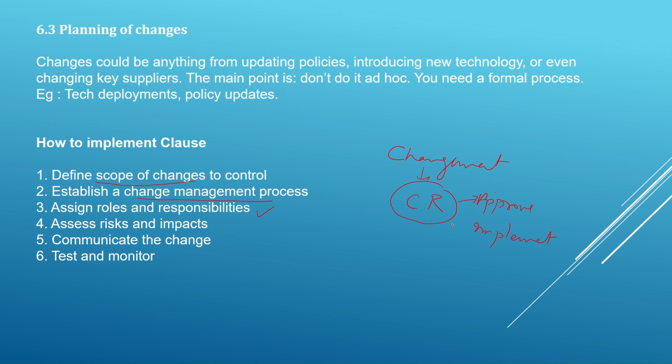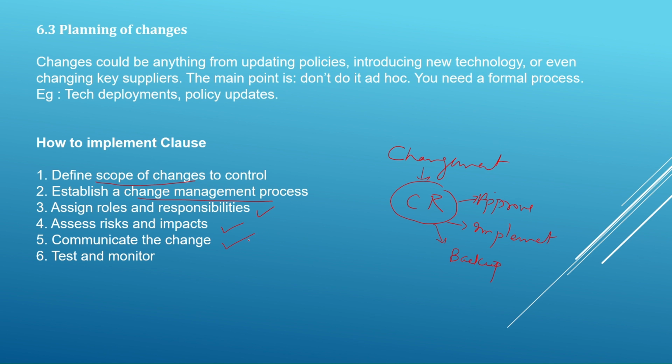When will the change be implemented? Do we need to give any downtime for that? So this kind of proper planning has to be done. And what is the backup plan? If this change fails, then how are you going to roll back, or what is the backup plan? Then you assess the risk and the impact. How much risk is it going to cause if it fails? What impact is it going to cause?